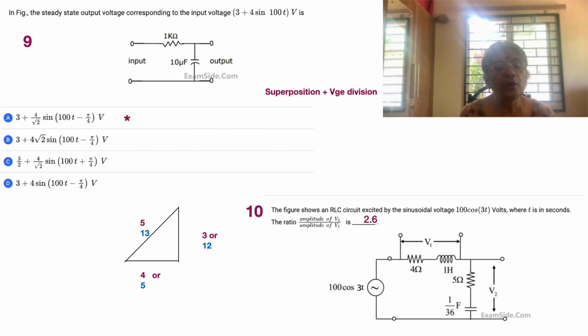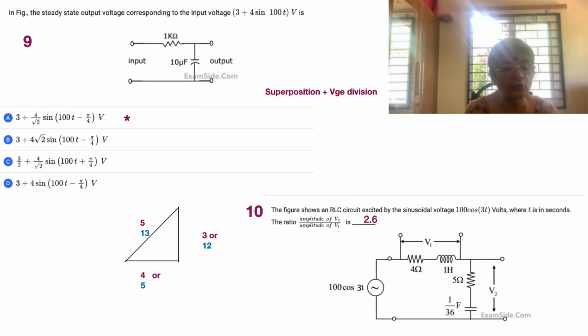What happens when we apply 4 sine 100t? The capacitor now becomes an impedance, equal to 1 by omega C. The omega is 100, so it is 1 by 100 times 10 microfarad, and then we have a potential divider. That is equal to 10 raised to 6 divided by 1000, or 1 kilo.